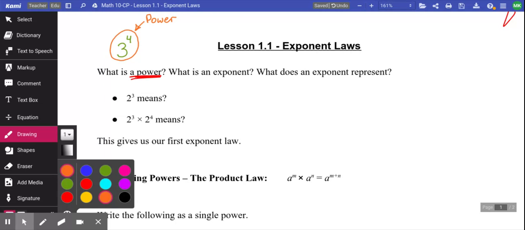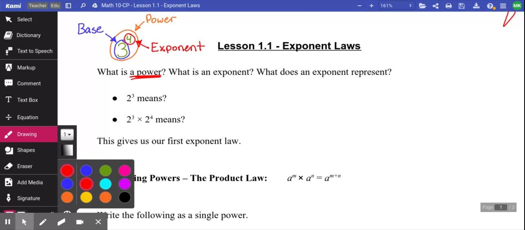It has two different parts to it. One part is the base, and the other part is the exponent. Base is the big thing. Exponent is the little. Wonderful. That's a power.